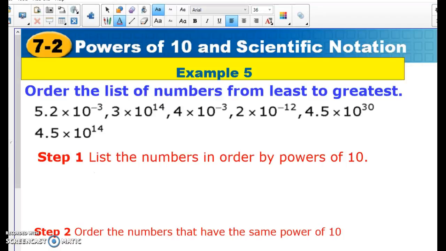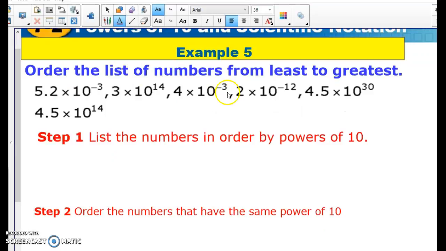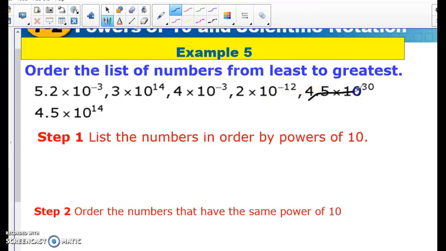Some other ways we might have to organize them. Here we can probably tell that this 10 to the 30th power is probably going to be the biggest there. Moving that decimal over 30 spots is going to be pretty large. So that's our biggest number right there. Let's underline it. So this one's going to be our biggest.